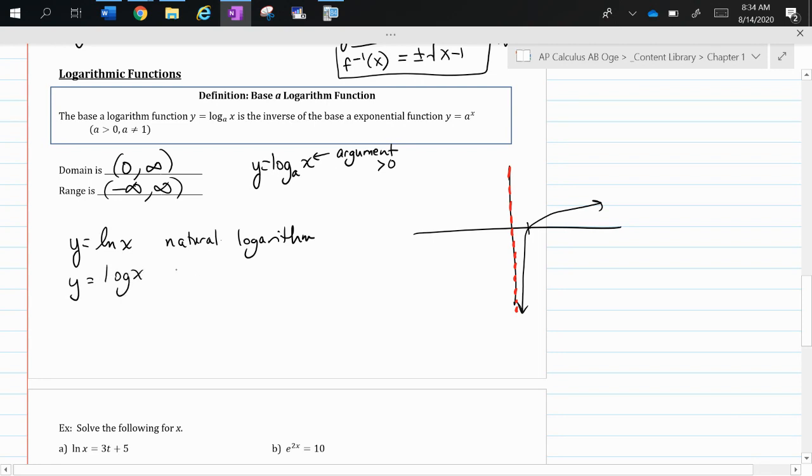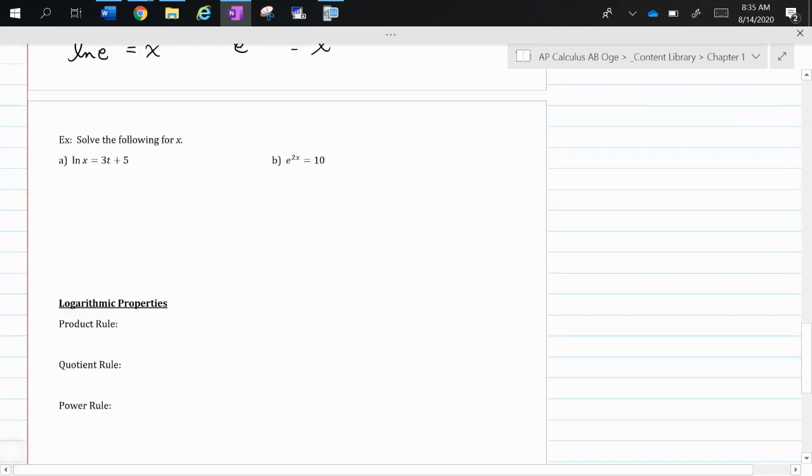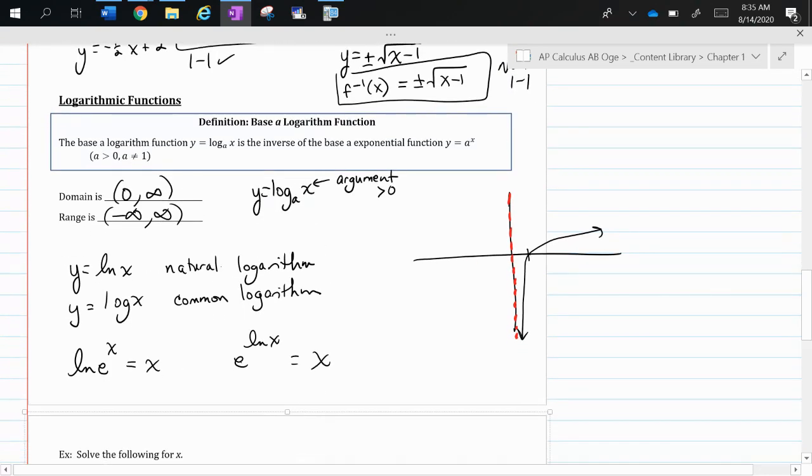And we've also got log of x, which is log base 10. The log base 10 is called the common logarithm. We also want to remind ourselves that the ln of e to the x is just x, and that e to the ln of x is also just x. Some identities that we need to remember about log functions.